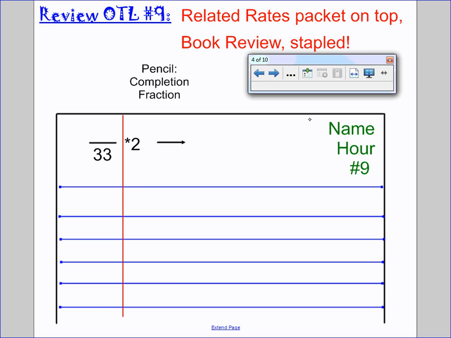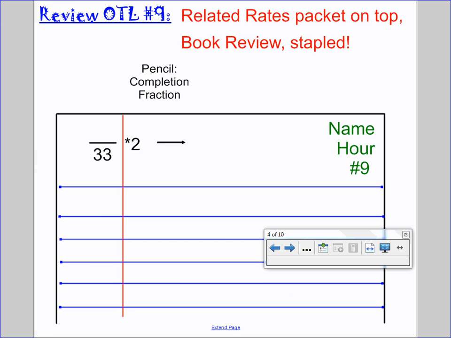All right, let's go ahead and take care of our homework check. At this time, we're going to do 2 separate checks. First, I want to review OTL only. That's OTL number 9 from Unit 4. We're going to put your related rates packet on top. Put that over the book review and then staple it together.